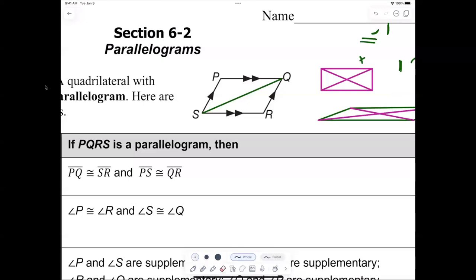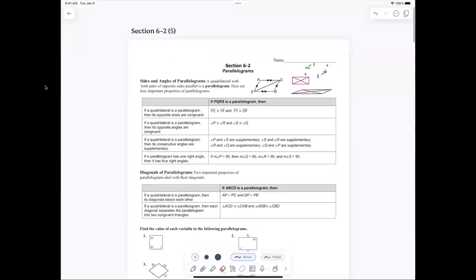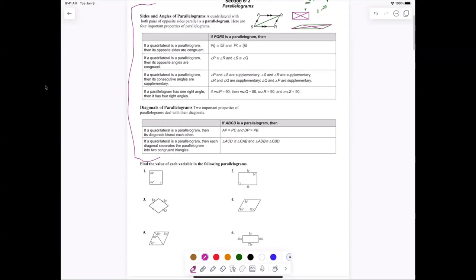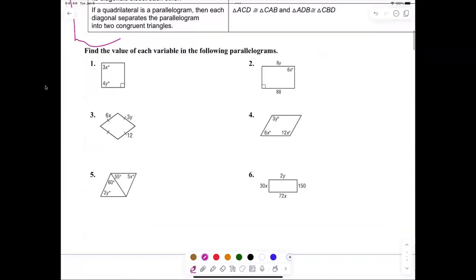Everybody's good with that? So again, I feel like if you know these rules right here, you can answer all of the questions today. These are the important things that you need to know. Anybody have any questions with that? You constantly need to refer back if you forget these rules. So now let's look down at the particular problems.